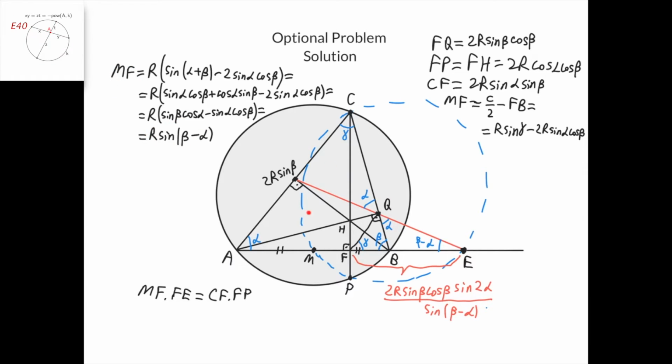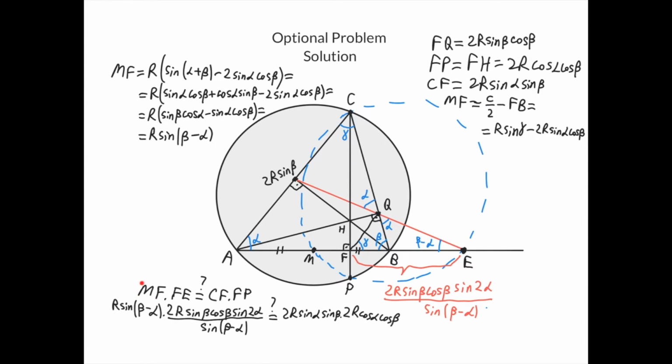We know that this quadrilateral is cyclic if and only if MF times FE equals CF times FP. Essentially, we're expressing the power of the point F with respect to the circle we want to prove. So if we prove this, then we're done. Replacing MF with this expression, replacing FE with this expression, replacing CF with this expression, and replacing FP with this expression, we get that r times sine of beta minus alpha times 2r sine beta cosine beta sine 2 alpha divided by sine of beta minus alpha equals 2r sine alpha sine beta times 2r cosine alpha cosine beta. We need to prove that this equality always holds.